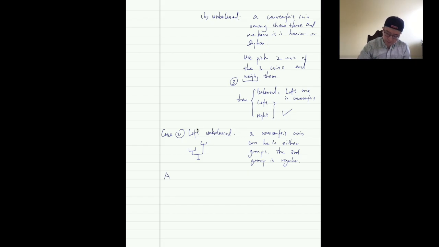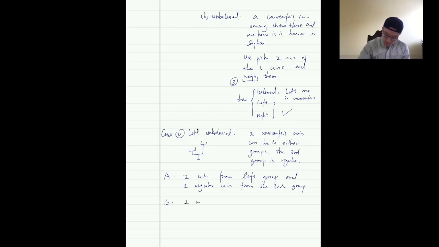The first group, group A, has 2 coins. Let's say I have 2 coins from the left group and 1 regular coin from the third group. Okay, 2 from the left and 1 from the third. And part B, we're gonna take the other 2 coins from the first group, the left group, right?